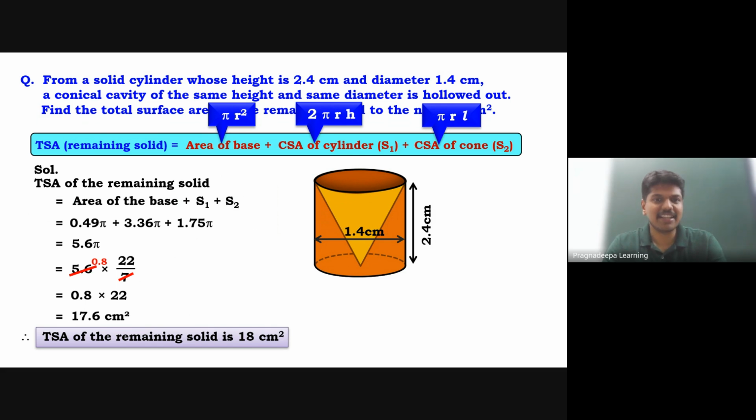And if you can see, the next question is also of the same idea. Instead of putting a cone, they have put two hemispheres. I'll just give you 1 minute of time. After completing this question, read the next question.